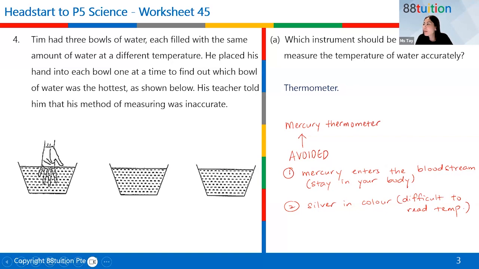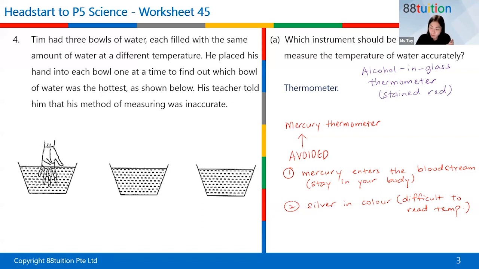Okay. Thank you. Yeah. Yan Kai knows alcohol thermometer. So what do we use? Yes. Yan Kai, you are right. You seem to know quite a bit. Okay. So this is avoided. So what we use is called the alcohol in glass or alcohol thermometers. Now, this alcohol, in fact, is colorless. So colorless, even more difficult to read, right? But it is stained red. So it makes it very easy to read the temperature.